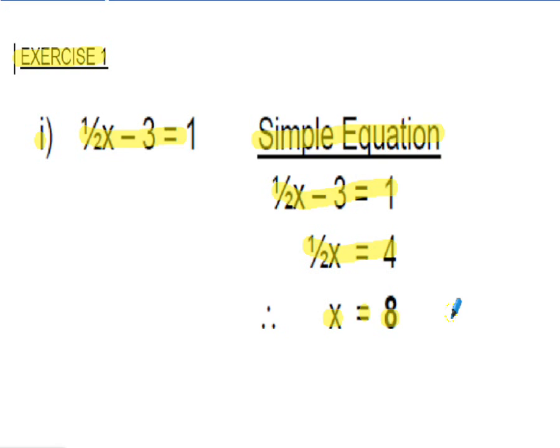We can check the answer for x by substituting this back into the original equation and seeing if the equation balances.